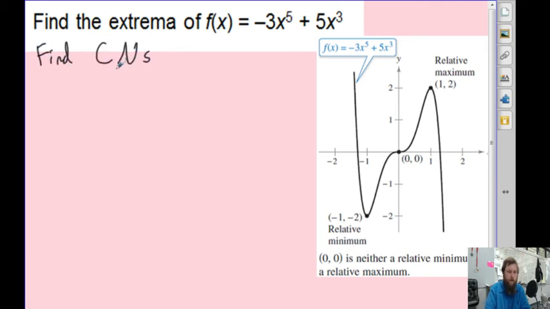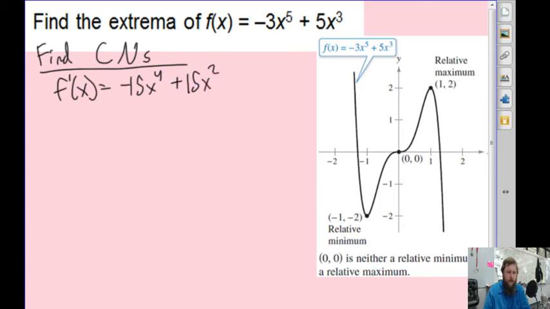Find the critical numbers. So I have to find the first derivative, f prime of x equals negative 15x to the fourth plus 15x squared. All right? And critical numbers are when that equals 0 or does not exist. In this case, it's just equal to 0. So I'm going to factor out a 15x squared. So you're left with negative x squared plus 1.